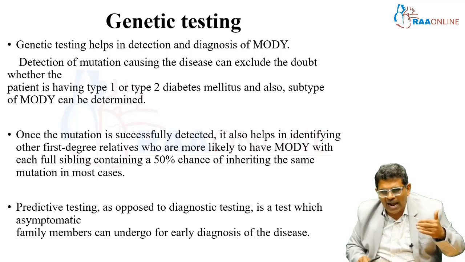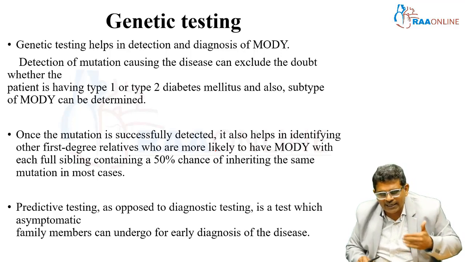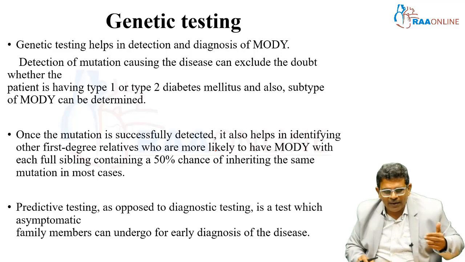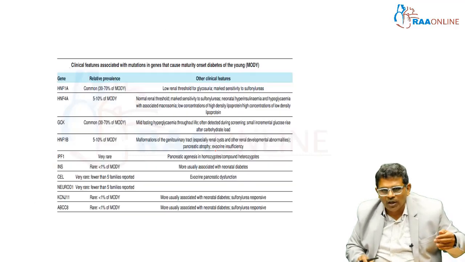And predictive testing, as opposed to diagnostic testing, is a test in which asymptomatic family members can undergo testing for early diagnosis of the disease. So with predictive testing, the asymptomatic family members can also be screened.